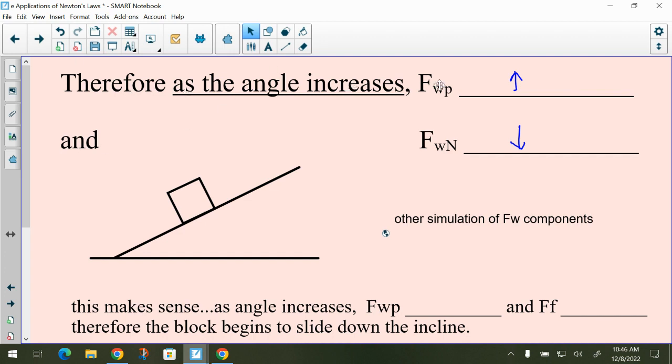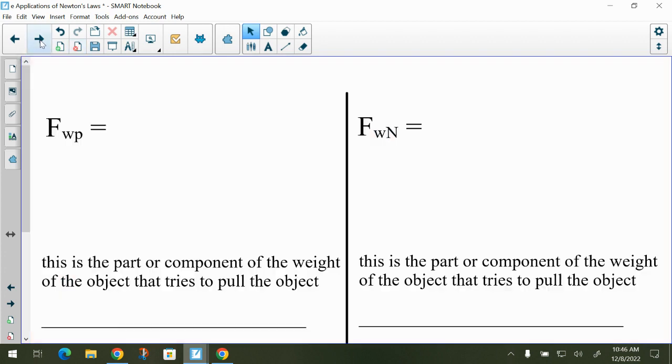as the angle increases, the FWP, the part pulling it down the incline, increases, and as the angle increases, the normal force actually decreases because, again, both these depend upon the angle. Now, what I want to do is give you an equation. You're going to memorize it, or you're going to understand where it came from. But first of all, let's define these things, and let's write the equation for them.